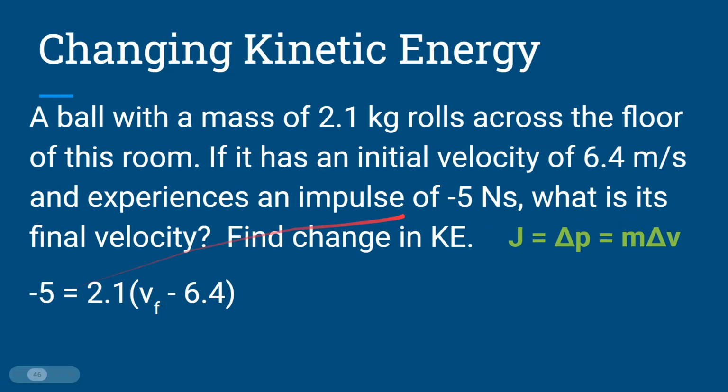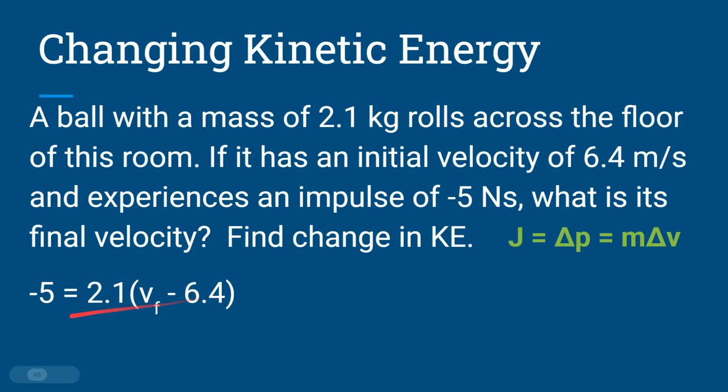So again, my impulse is -5. My mass is 2.1, and I don't know the change in velocity because I don't know what the final velocity is, but I can use this formula to find it. Again, delta V is VF minus VI. I don't know VF, but I do know VI.